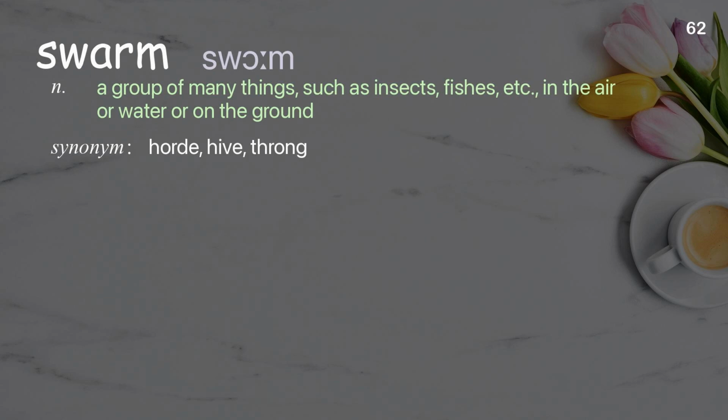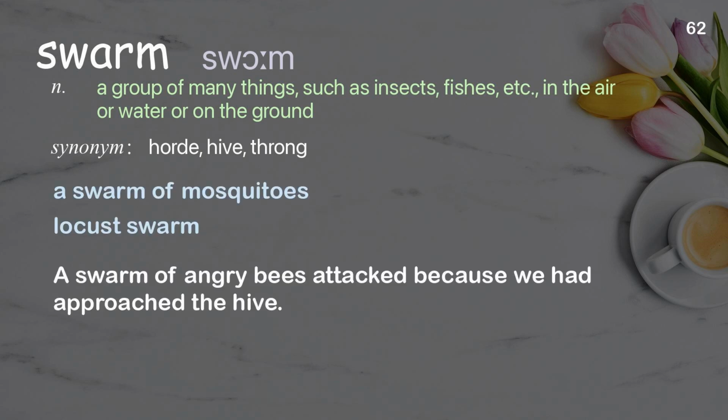Swarm. A group of many things, such as insects, fishes, etc., in the air or water or on the ground. Examples: a swarm of mosquitoes. Locust swarm. A swarm of angry bees attacked because we had approached the hive.